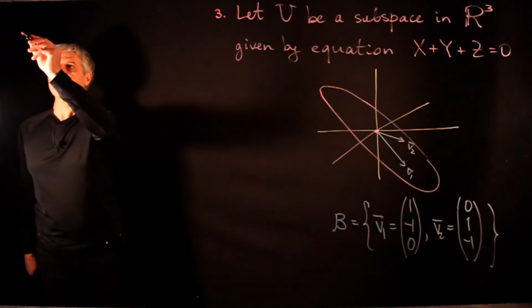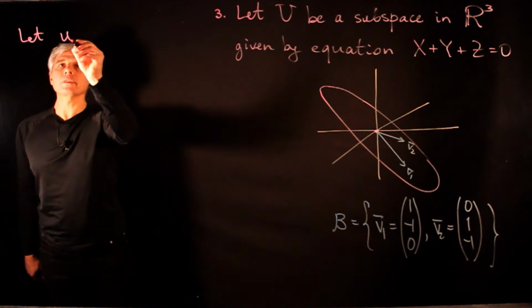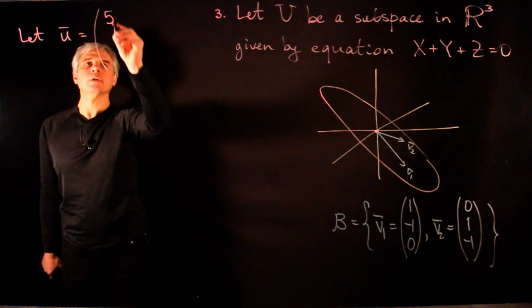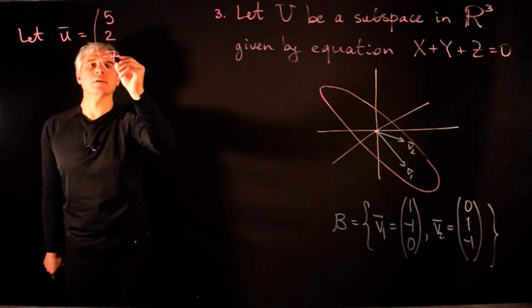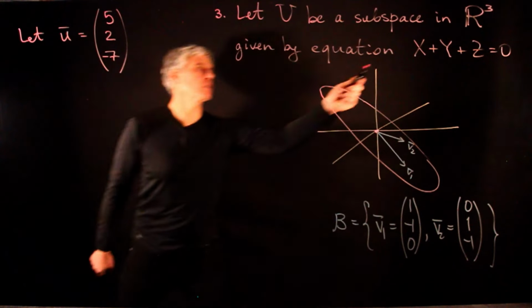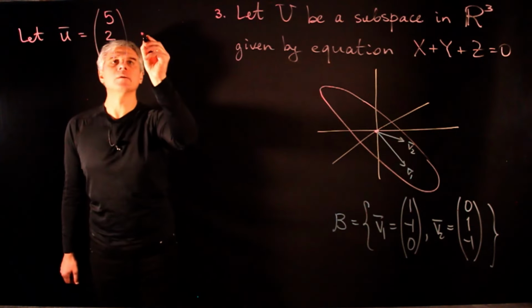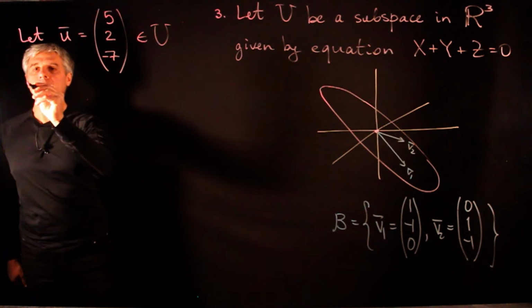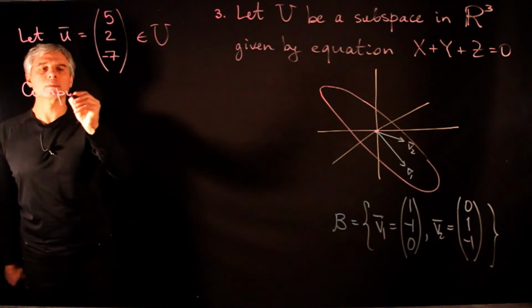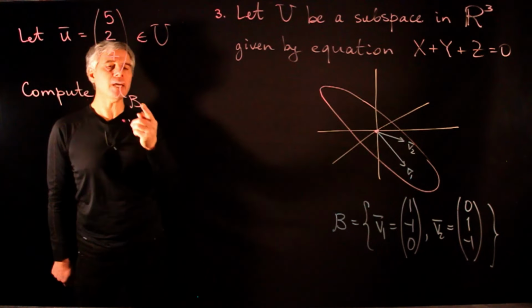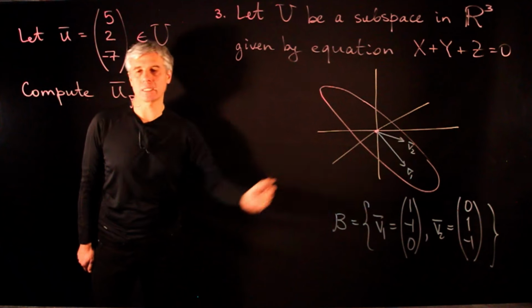Now let us take a vector U in this subspace. So let's choose the following vector: 5, 2, negative 7. So here the sum of components is equal to 0. So this means that this vector belongs to our plane. And we want to compute the coordinates of this vector with respect to this basis.